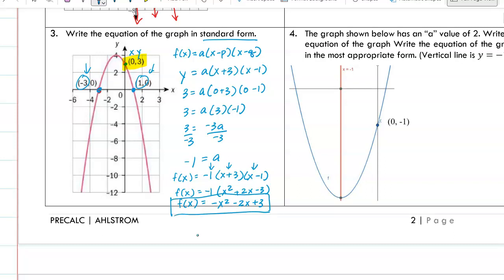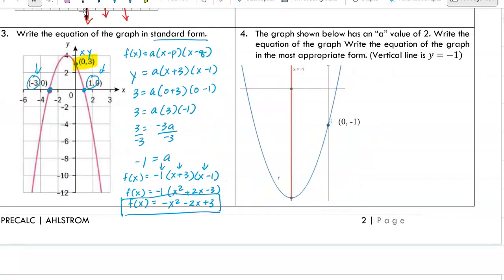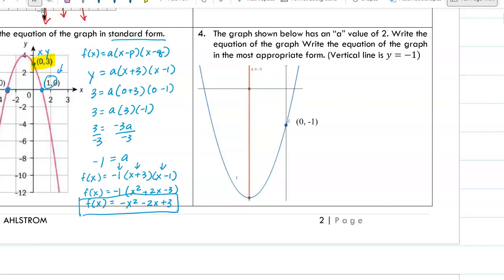Okay, good job. Number 4, the graph shown below has an a value of 2. Write the equation of the graph in the most appropriate form. The vertical line is y = -1. Oh no, that's x = -1, there was a typo. Okay, right here. That vertical line is x = -1.